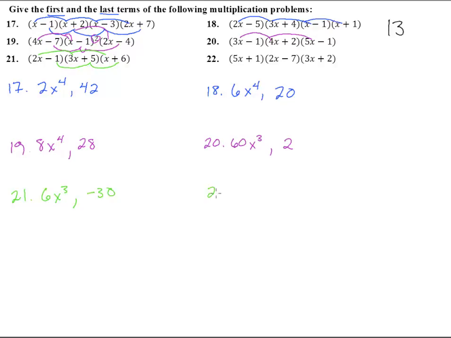And number 22. That's 10x squared times 3x. That's 30x cubed. And then 1 times negative 7 times 2, that's a negative 14. Again, actually multiplying everything out, we would have 30x cubed plus something x squared plus something x minus 14. But here's the first and last.